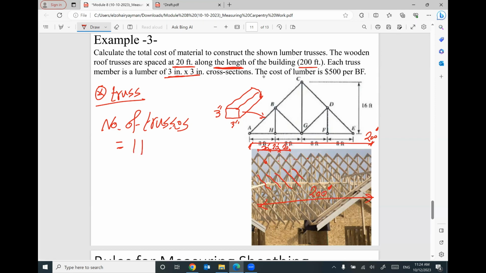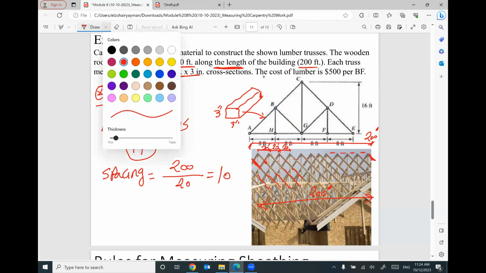If you divide 200, the total length, by the spacing between trusses, which is 20, equal 10 spacing. So the number of spacing between the trusses equal 200 divided by 20 equal 10 spacing. But with 10 spacing, I will start with a truss and I will end it with another one. So the number of spacing plus 1 can give you the number of trusses. This is just information, the total number of trusses.